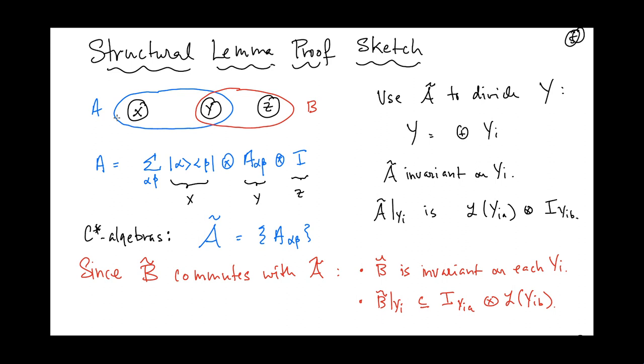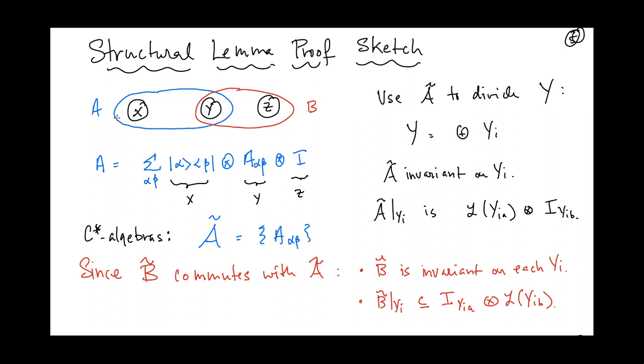And then if B commutes with A, then B also has to respect that division of the subspace. That's the only way that B can commute with all of A. So B is invariant on each Y, and if it commutes with A, then it has to operate on the part of the Hilbert space that A doesn't operate on. A is all linear operators on part of the space, therefore B has to operate on the other part of the space, and that's where you get that structure from. So this was a whirlwind sketch of that proof, but I'm happy to answer any questions about it.